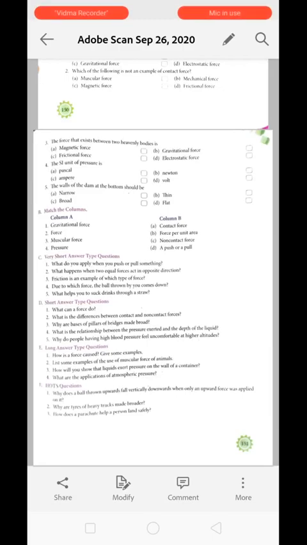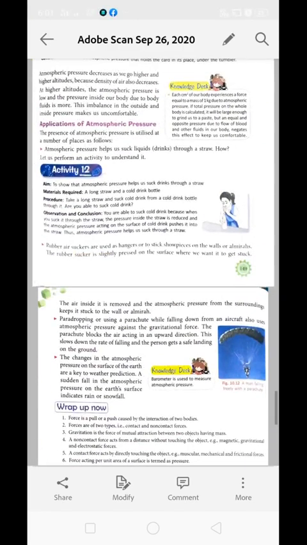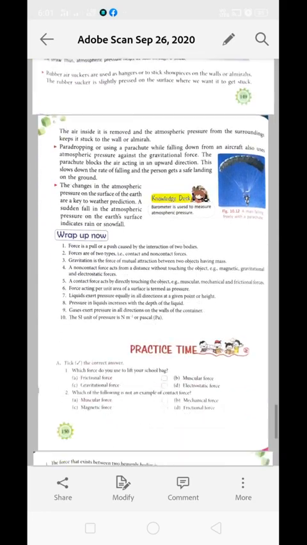What are the applications of atmospheric pressure given over here? Applications of atmospheric pressure 1, 2, 3, 4. 4 points are given. You will write them all. Okay. Next.